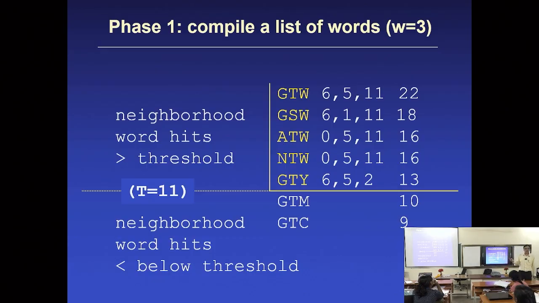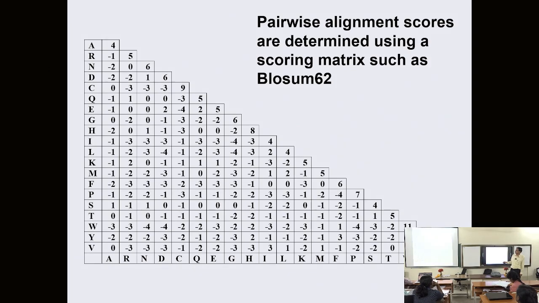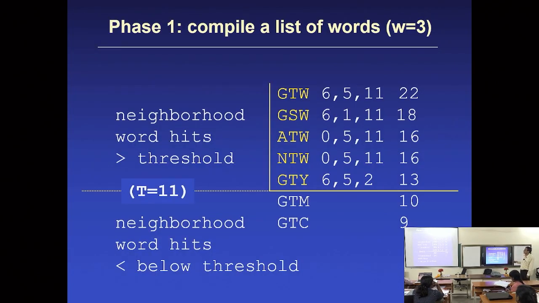So let's consider all words with one mutation. GSW: G to G is 6. T to S is 1, so you can go here and see T and then S. Where is S? Here, 1, right? So 6 plus 1 and W is 11, 18. ATW similarly you will do 16, NTW 16, GTY 13, and so on.